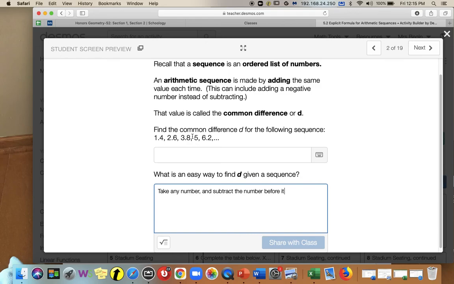So I could take 5 minus 3.8, and I get 1.2. I can take 2.6 minus the 1.4, and again I get 1.2. So here our common difference is 1.2, because that's the number we would add every time to find the next term. And if we didn't know what the common difference is, we can go backwards and we can take any number and subtract the number before it to find the common difference.